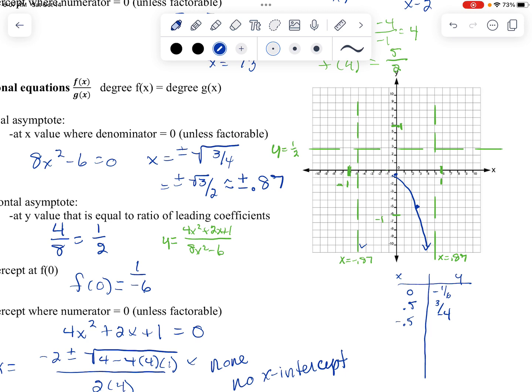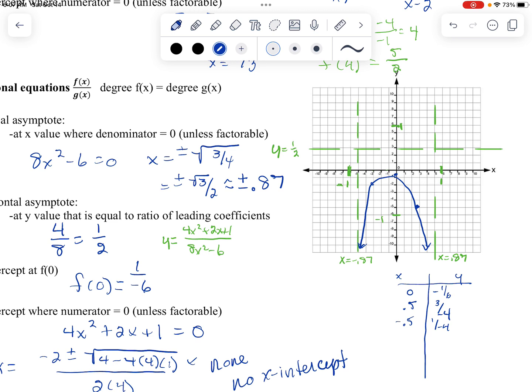If I plug in the -0.5, I have 4 times 0.5 squared. -0.5 would be -1 plus 1. So this gives me 1. And then in the denominator, again, I would have -4. So at -0.5, it's -1/4. But then it's going to turn and go toward the asymptote.